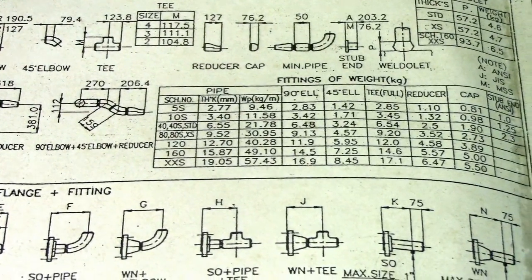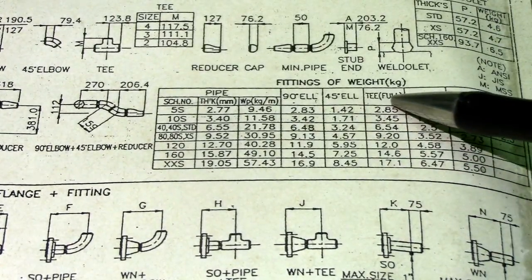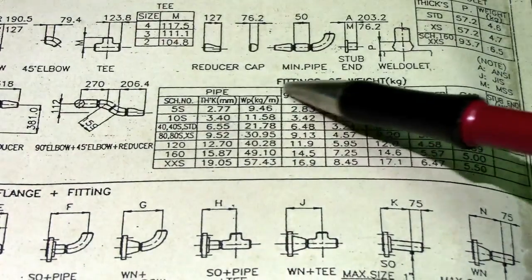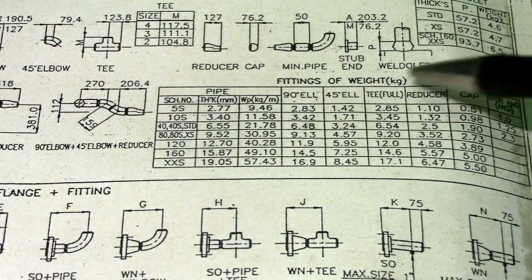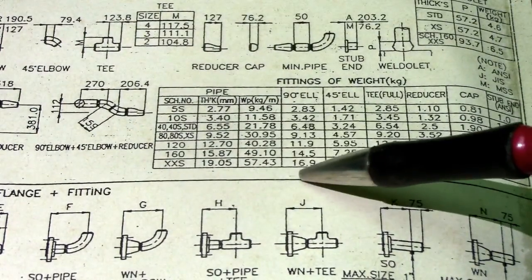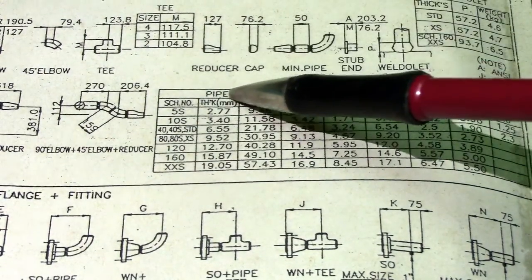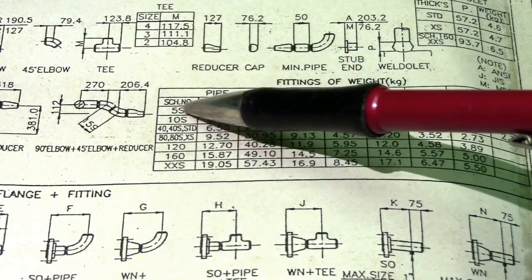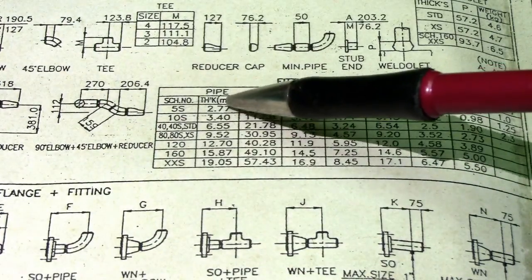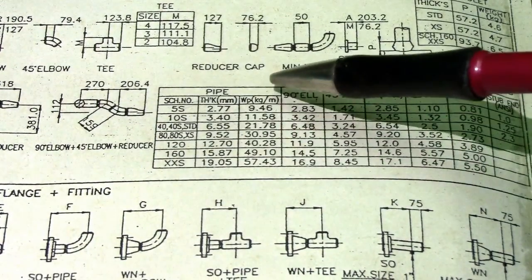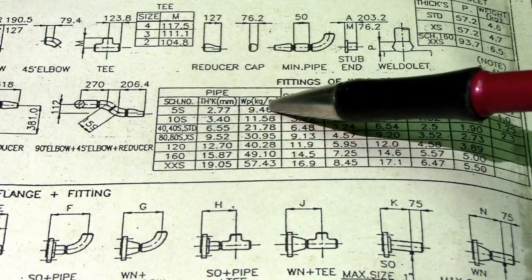Now we have a table, fittings weight in kilogram. So we have pipe here, elbow 90, elbow 45, T, reducer, cap, and this is the weight based on the thickness. For example on the 5, this is schedule 5S, 10S, standard 40, 120, double XS. So this is the thickness. Please take note that this is kilogram per meter.